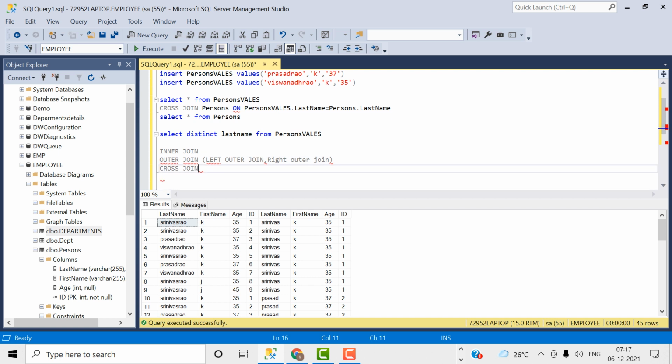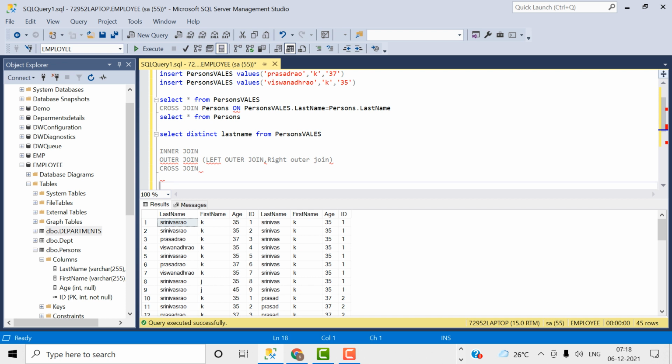Inner join is nothing but joining two tables. We have two tables: one is the person values table, the second one is the persons table. When we join the two tables, person values and persons, only the matched records are fetched from these two tables.